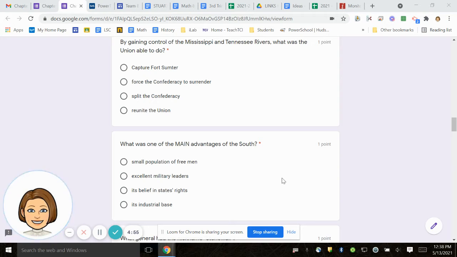Number 8, what was one of the main advantages of the South? Small population of free men, excellent military leaders, its belief in state rights, its industrial base.